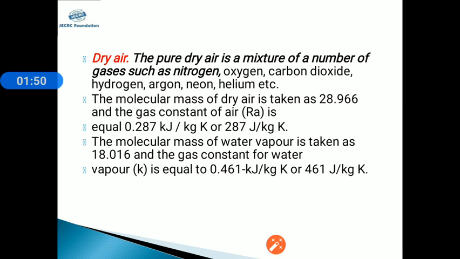Now, what is dry air? Pure dry air is a mixture of a number of gases such as nitrogen, oxygen, carbon dioxide, hydrogen, argon, neon, helium, etc. The molecular mass of dry air is taken as 28.966 and the gas constant of air is equal to 0.287 kilojoule per kg Kelvin, or you can say 287 joule per kg Kelvin. The molecular mass of water vapor is taken as 18.016 and the gas constant for water vapor is equal to 0.461 kilojoule per kg Kelvin, or we can say 461 joule per kg Kelvin.